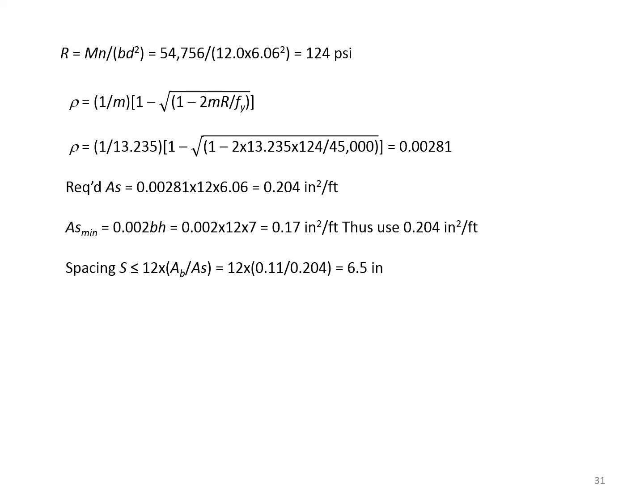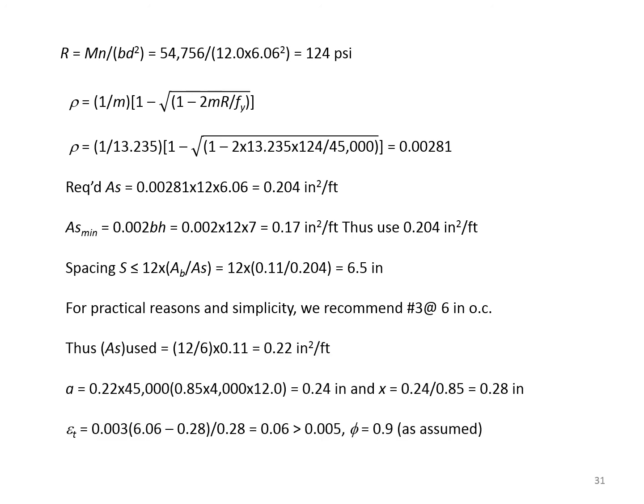Now plugging that into the equation that we had for the spacing, we get the spacing has to be not greater than 6.5 inches. However, for practical reasons and simplicity, we recommend using number 3 at 6 inches on centers. So it's a little bit more steel than we need. Actually, we are using 0.22 square inches per foot. That's the amount of steel being used.